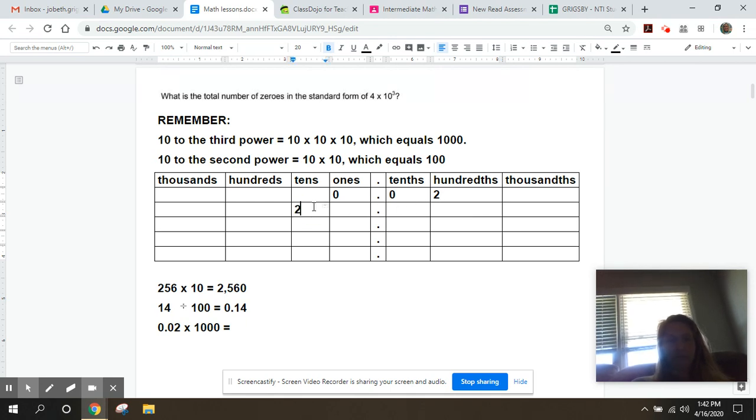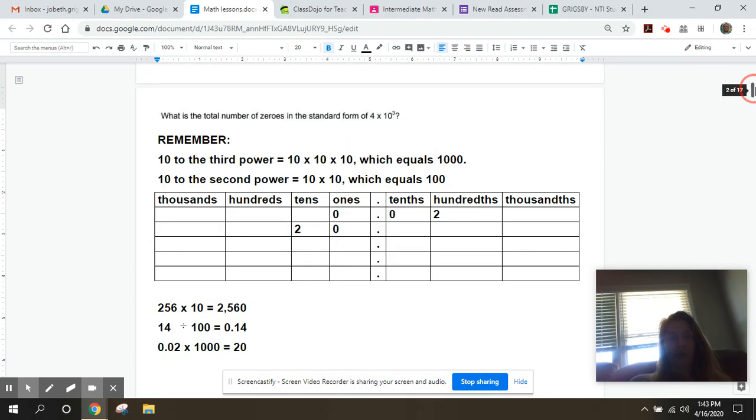Okay? Now, we know that we have 2 tens. What's 2 tens worth? What's going to have to go here so that we can actually have an answer that makes sense? Yes, a 0. Very good. So that answer is going to be 20.